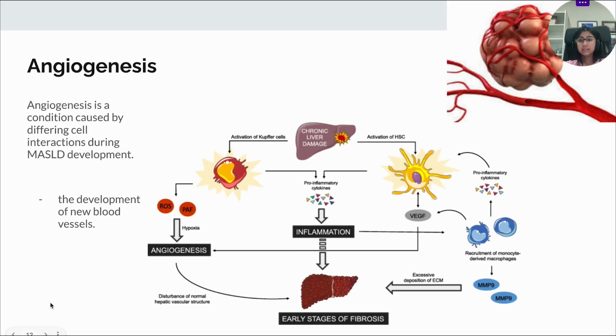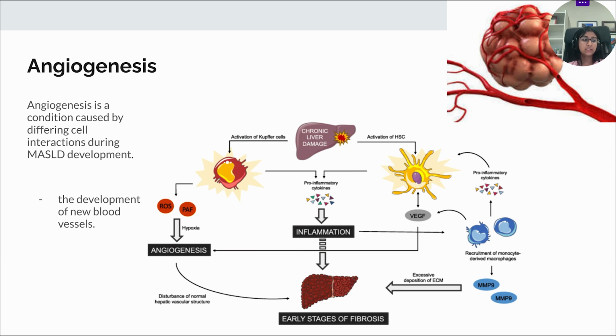Now, this here is not actually a cell type, but instead a process that occurs all over the body. I will be explaining angiogenesis prior to the next two cell types because angiogenesis is highly important to these cell types' processes and how they contribute to the worsening of MASLD. So what is angiogenesis? Angiogenesis is a condition caused by differing cell interactions during MASLD development.